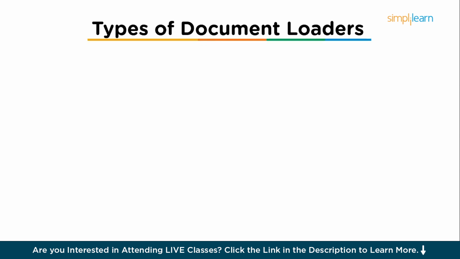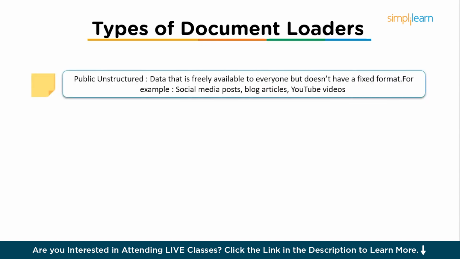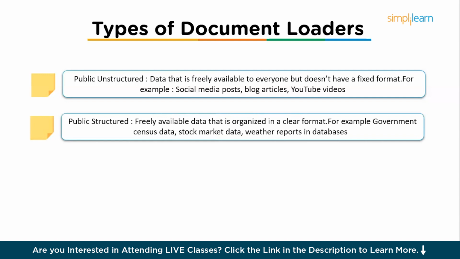The first one is public unstructured. So, the data that is freely available to everyone but doesn't have a fixed format. For example, social media posts, blogs, articles, and YouTube videos. Then we have public structured. So here, freely accessible data that is organized in a clear format. For example, government census data, stock market data, weather reports, and more.